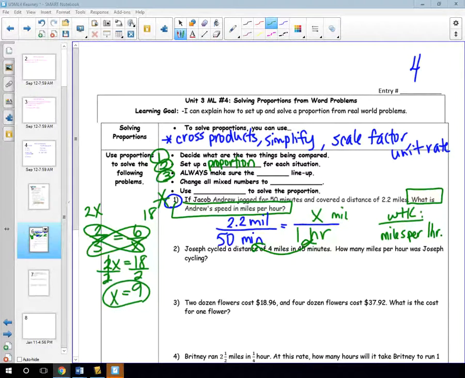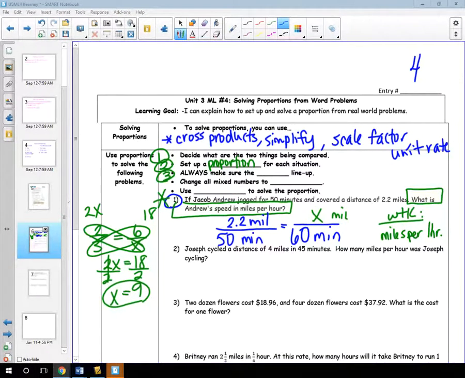So do you have an idea of how I might rewrite 1 hour so that it would have the same units as the one beside? Yeah, I could rewrite it and say how many minutes are in an hour? 60 minutes. Okay? So step 1, we figured out what 2 things we were comparing. Step 2, we set up a proportion. Step 3, we want to make sure our units line up, so we did that.